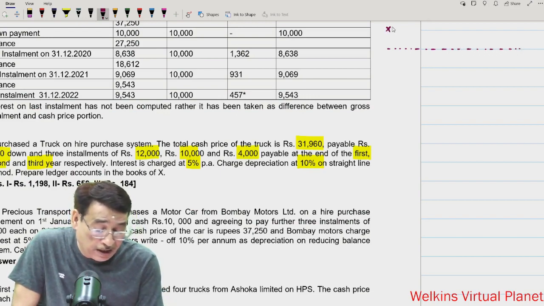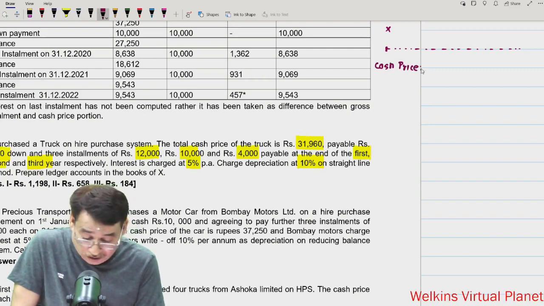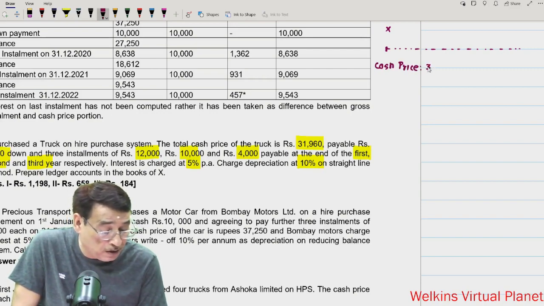Mr. X is the hire purchaser. He has purchased a truck and the total cash price of the truck is given to us as 31,960.